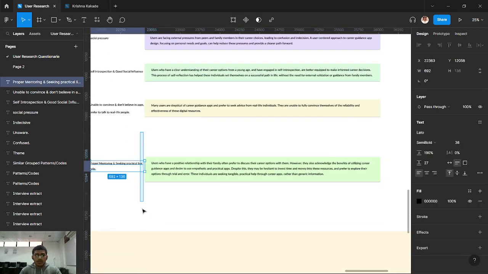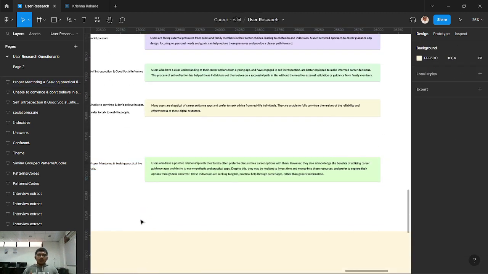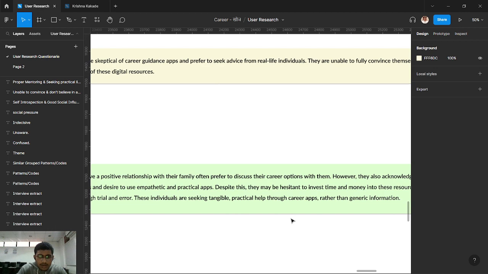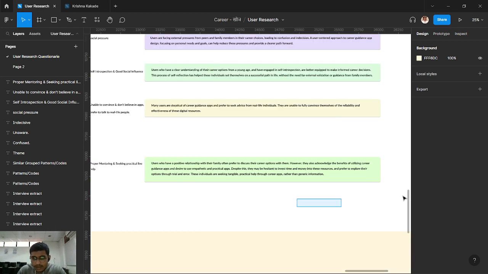When we build and do designs, this will help us build and design specific features in the application. So that's how thematic analysis helps. Also proper mentoring and seeking practical life help, that we just discussed. So how did this thematic analysis help me?